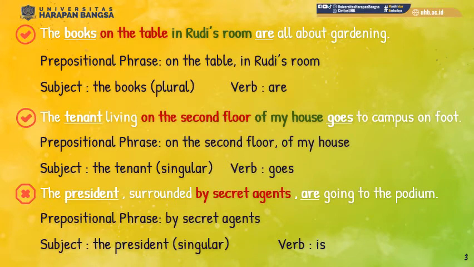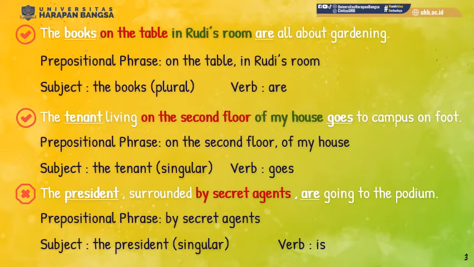The tenant living on the second floor of my house goes to campus on foot. Remember, everything started with preposition is not important. You have prepositional phrase on the second floor and of my house. Ingat, yang diawali preposisi tidak penting ya. Ada on the second floor, ada of my house. Jadi itu bukan subjek atau verbnya.